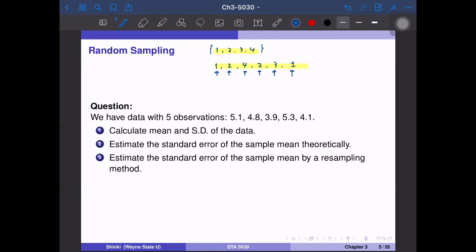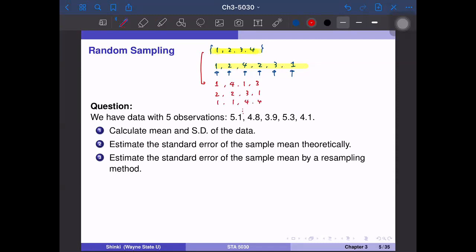So the idea is that, suppose that we have original data such as 1, 2, 3, 4. And to evaluate the variability of the data, we resample from this data set with the same number of observations with replacement. So for example, 1, 4, 1, 3, or 2, 2, 3, 1, or 1, 1, 4, 4.